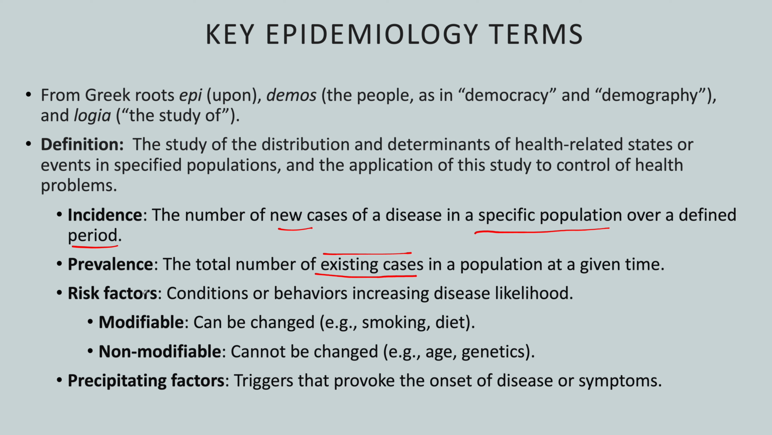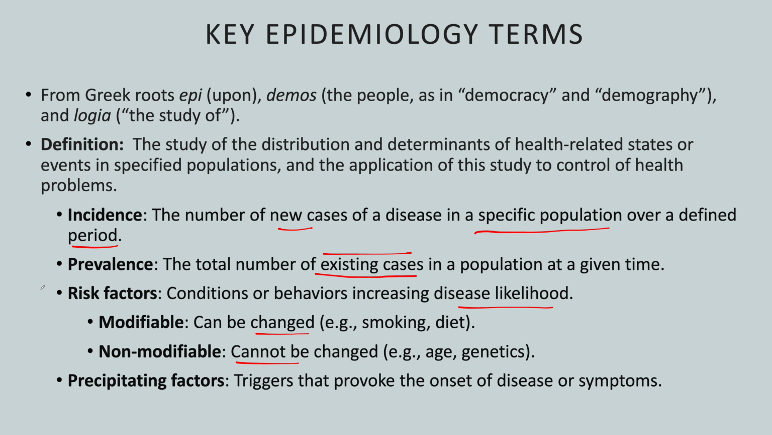Then we have risk factors, conditions that increase the likelihood of someone getting the disease. Risk factors can be modifiable or non-modifiable. The terms are self-explanatory. Modifiable factors can be changed. Non-modifiable can't be changed. So smoking, diet, physical activity, the place where you live, your income can be modified. Sometimes it's hard, but it can be. But age, genetics, these are things that can't be modified.